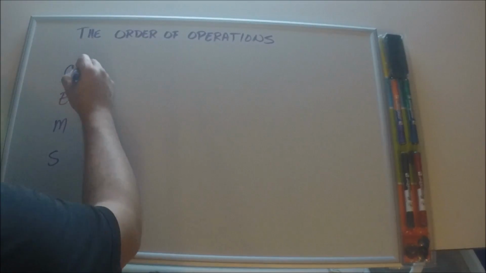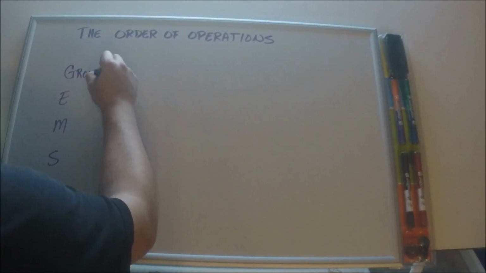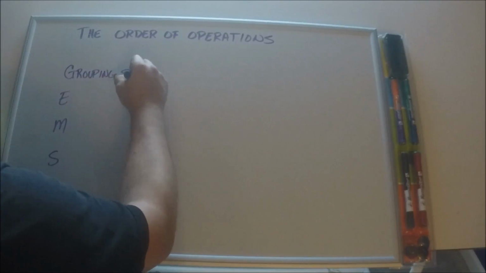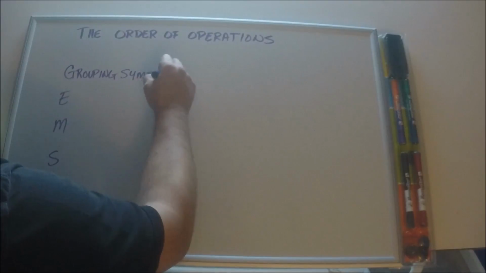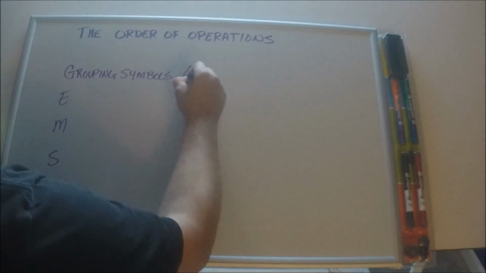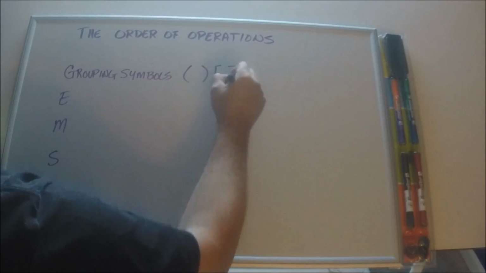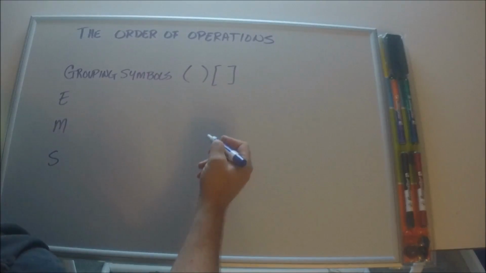Now, the G replaces the P for parentheses because G stands for grouping symbols. Now, grouping symbols are not just parentheses, as you're about to see. There are a good many more grouping symbols that you have to consider. For example, you have your parentheses as normal, but you also have brackets which surround parentheses when you need to use more than one set.